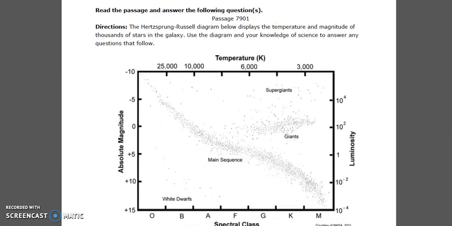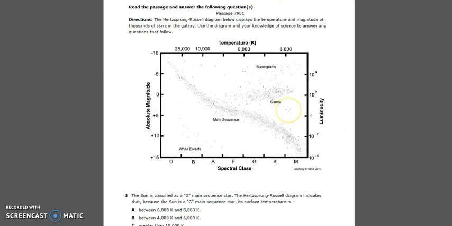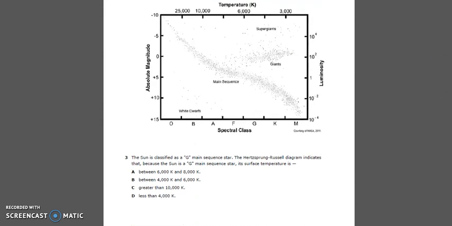Number 3. Read the passage and answer the following questions. The Hertzsprung-Russell diagram below displays the temperature and the magnitude of thousands of stars in the galaxy. Use the diagram and your knowledge of science to answer any questions that follow. Number 3. The Sun is classified as a G main sequence star.